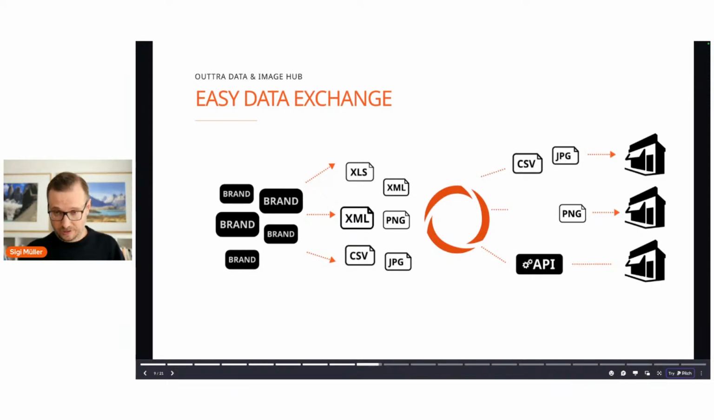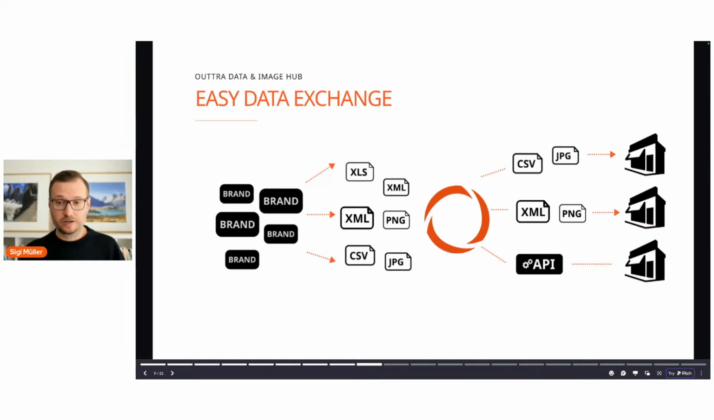For example, retailer 1 wants CSV data with JPEG images. So retailer 1 can get all this data, the attributes in CSV file, and all the images from the different brands in JPEG files, independent of what the brand delivered us, because we convert everything here to the needs of the retailer. So it's really easy for them. So retailer 1 gets from many different brands in one place the images and the data.